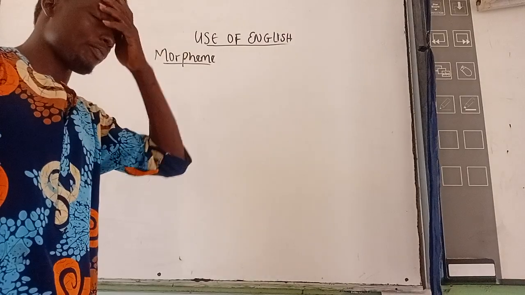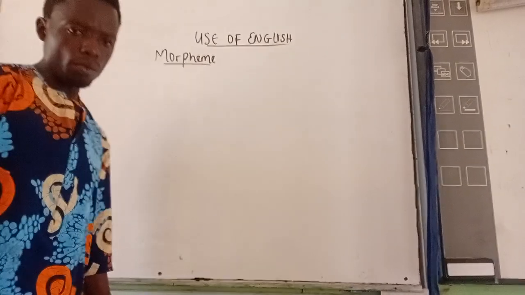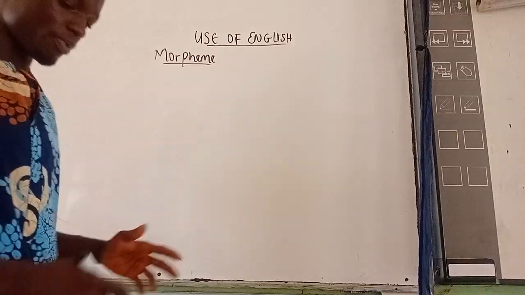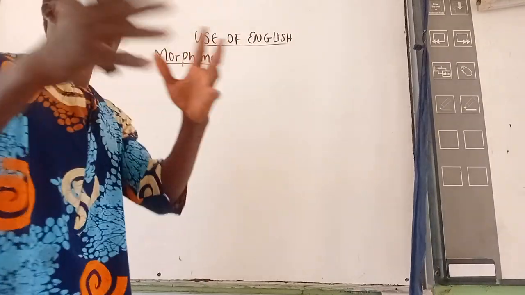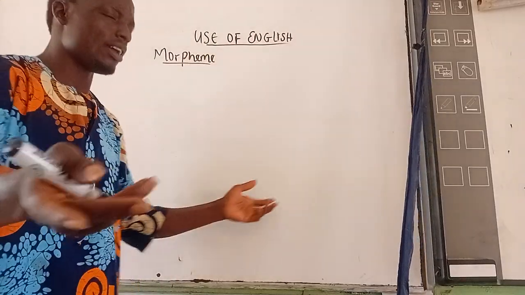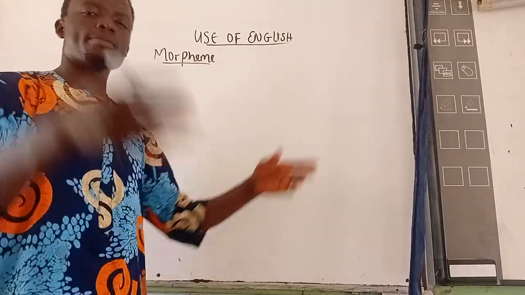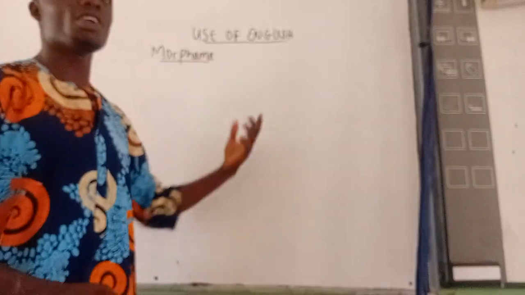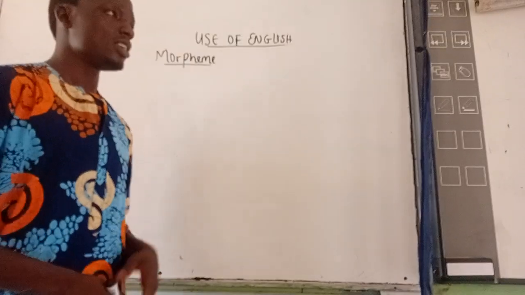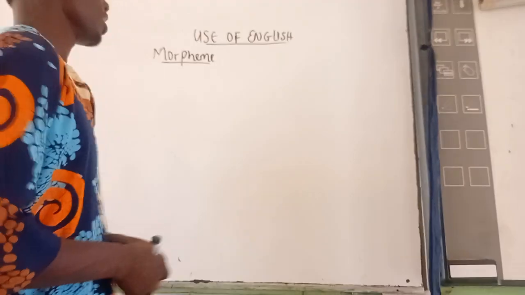Let's talk about morpheme. What's a morpheme? Morpheme is the smallest unit of grammar or a language. That is the smallest unit that you can ever have. You can't break it down again to a simpler word. It's the simplest, the smallest you can ever have. Do you get it? It's the smallest unit of grammar or a language.